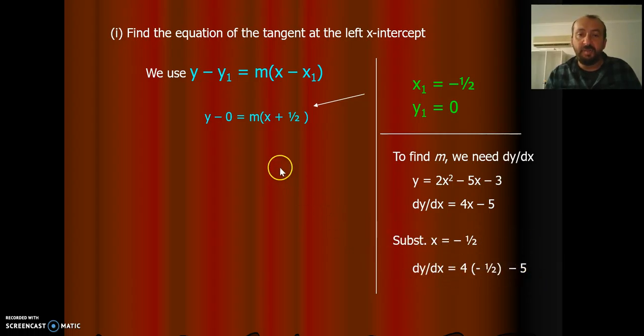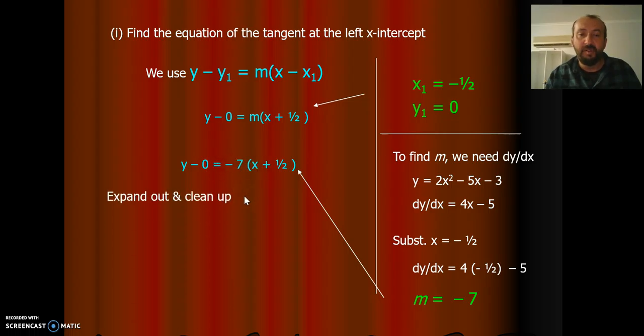we get dy by dx equals minus 5. So we can substitute that minus 5 back up here. Why they've got m equals minus 7, I have no idea. Oh, sorry, I can see what they've done. It's 4 times minus a half take 5. It doesn't equal minus 5. It's a bit late at night here when I'm doing this. M equals minus 7, so we're going to substitute m equals minus 7 up here. And if you see, that ends up y take 0 equals minus 7 times x plus a half.